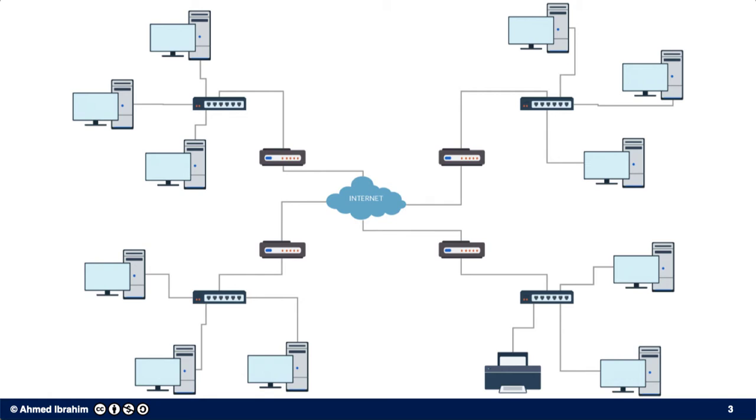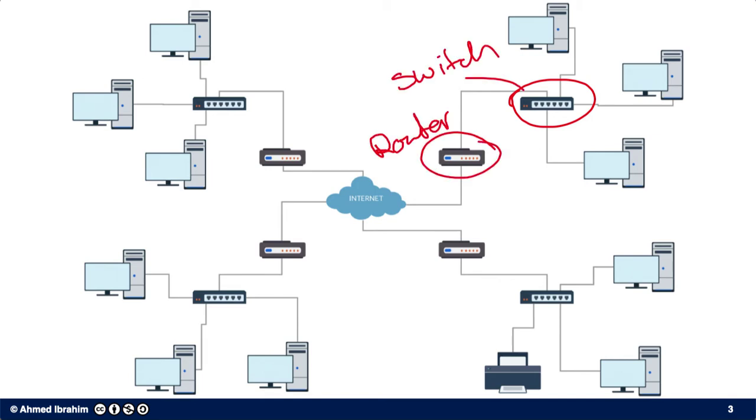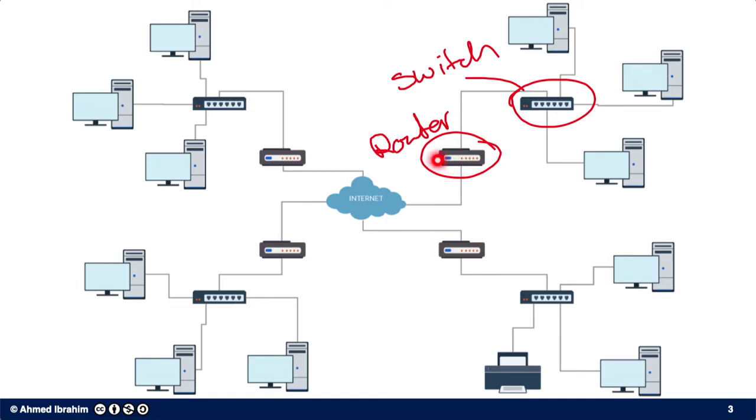Let me first introduce two important devices on a network. These would be the switch and the router. The difference between the switch and a router is very simple. A switch knows how to connect multiple computers together that are on the same network. A router knows how to send packets out of an internal network out to the internet. Nowadays, in our home networks, we have one device that acts as a router and a switch at the same time.